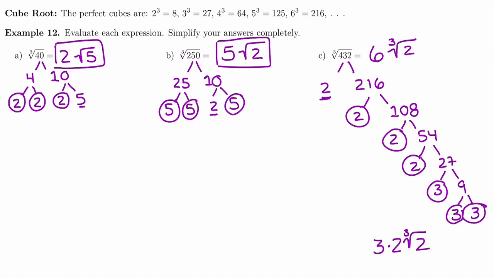And I've made a common mistake here that happens. We are so used to root 2's or square roots, but make sure that if you're breaking down a cube root that you keep that 3 that should be on the radical. So we'd have 6 cube root 2 for that answer.